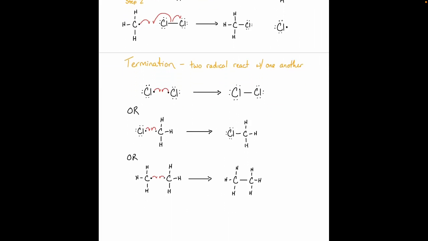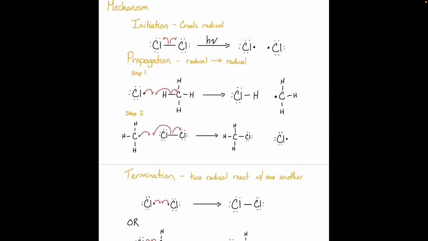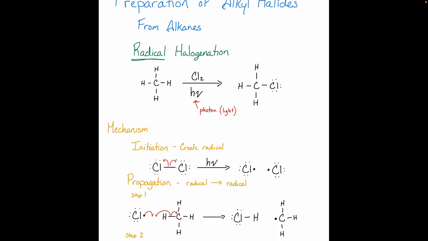All right, and then finally, we will reach the termination step when two radicals manage to find one another and create now a paired set of electrons, a shared set of electrons, which ends the whole thing. We've got no more radicals that are going to continue to react. All right, so this is a method that we can use to turn an alkane into an alkyl halide, this radical halogenation.